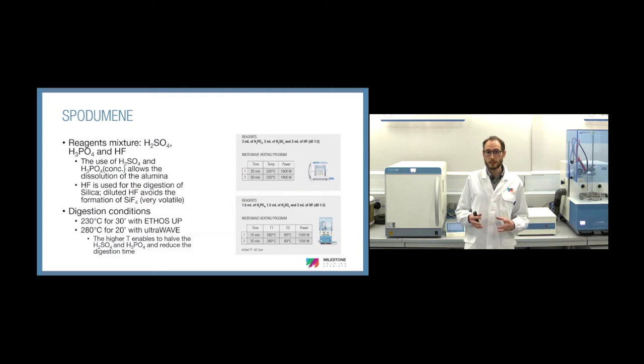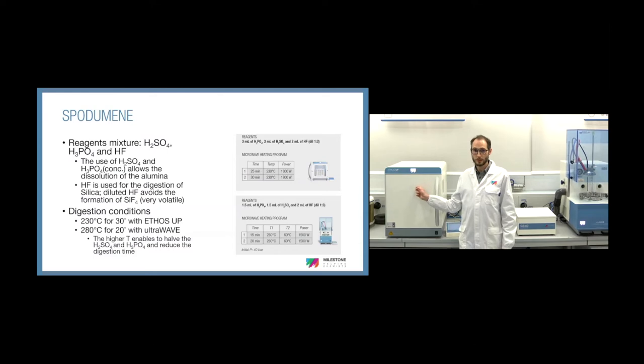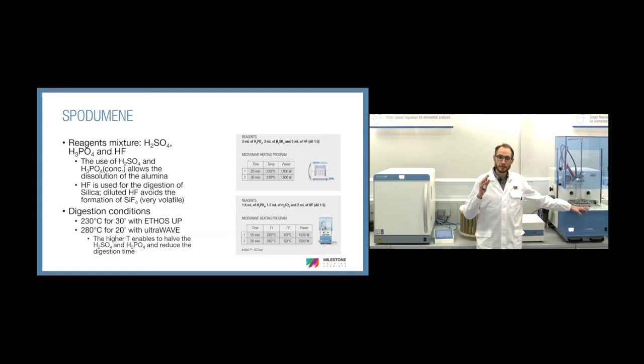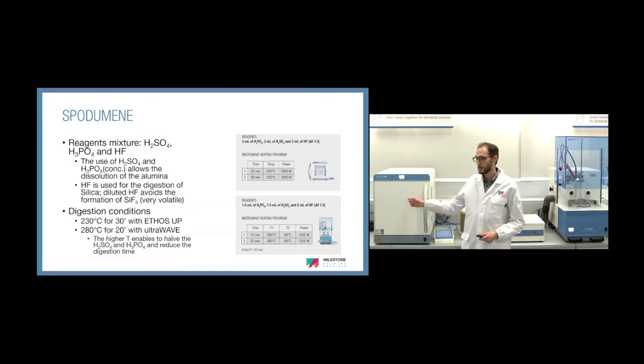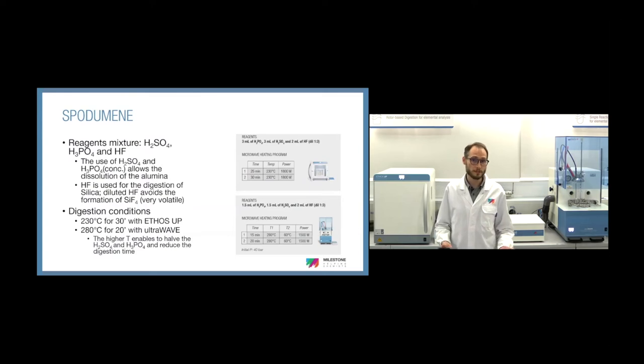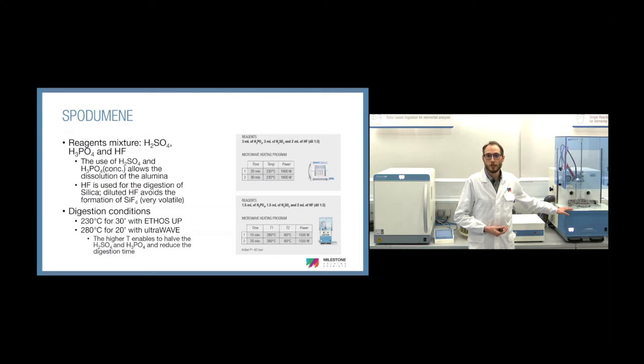The other interesting part is related to the digestion conditions, where we work at 230 degrees with the rotor base and 280 degrees with the single reaction chamber. Remember that with this unit, I can reach very high temperature conditions. And working at higher temperature allows us to reduce the time of the sample preparation, in that case 30 minutes here and 20 minutes here, and to reduce the volume of the acid. So thanks to the high temperature conditions, we were able to halve the volume of sulfuric and phosphoric acid.